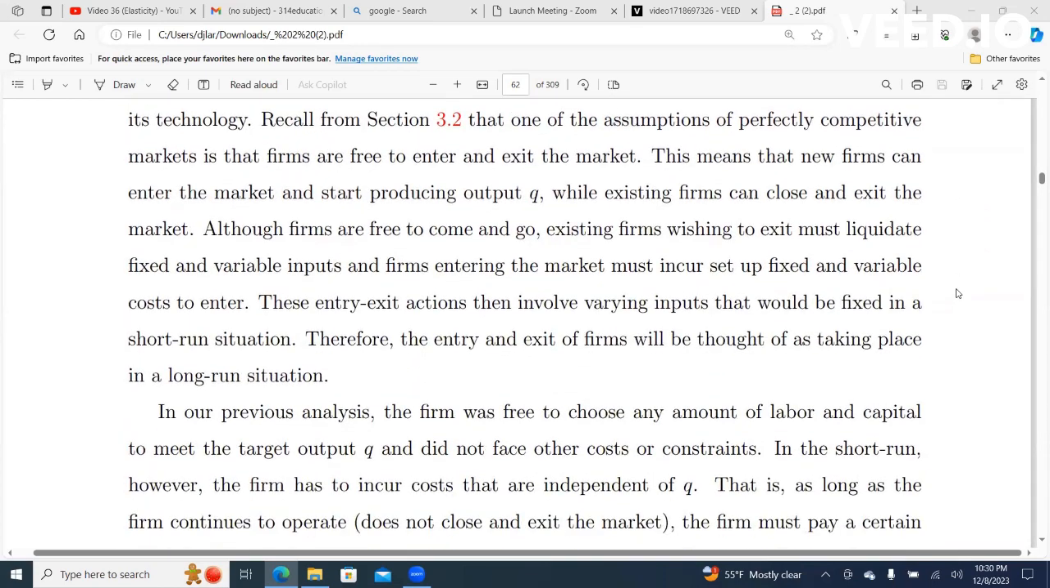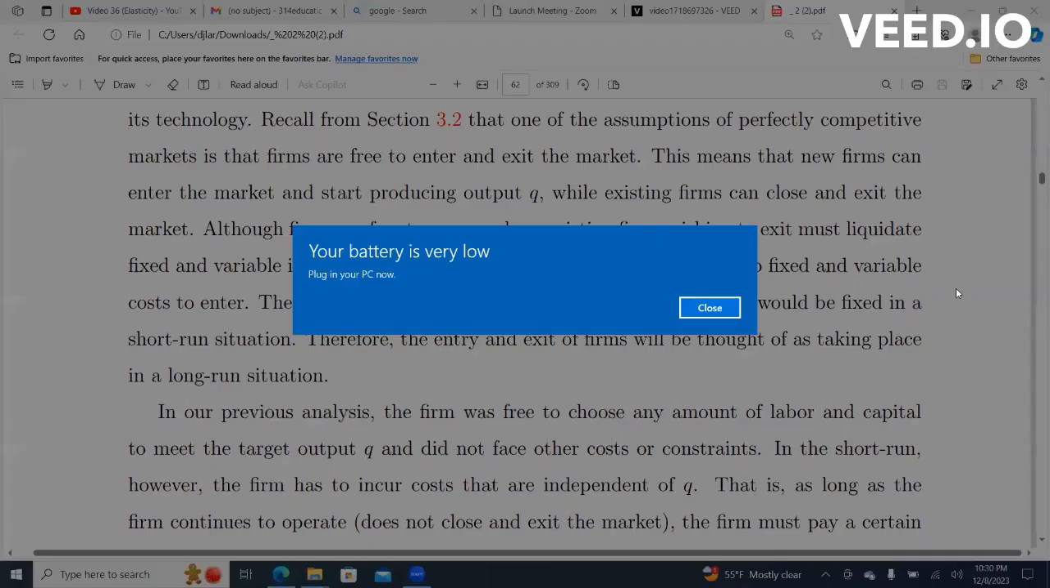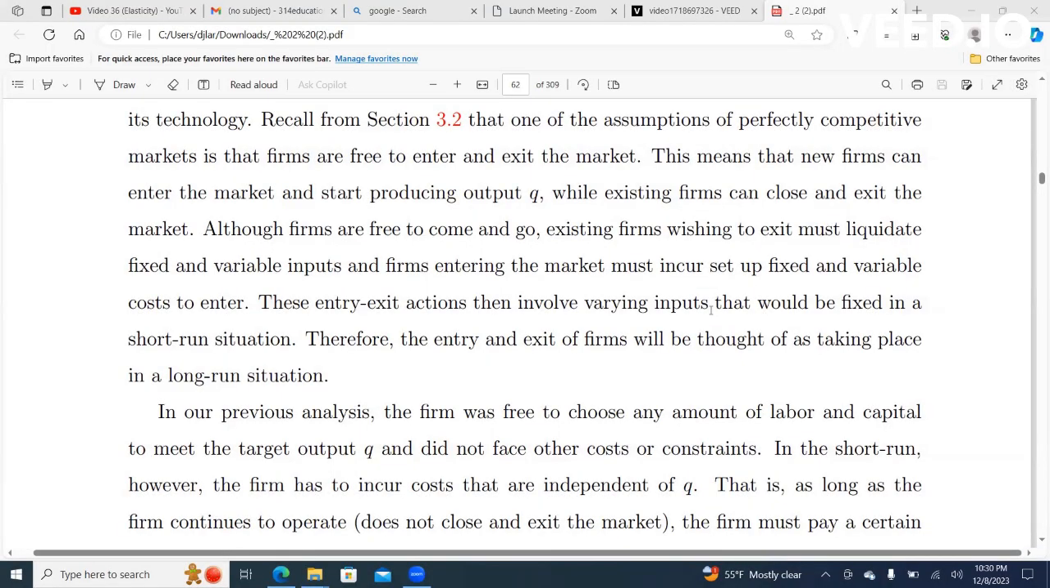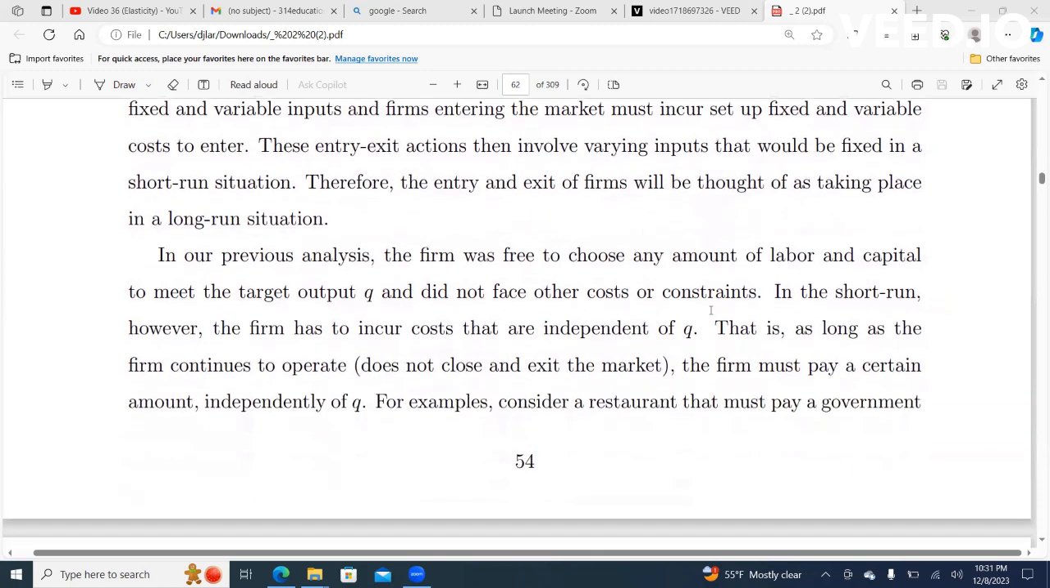Recall from section 3.2 that one of the assumptions of perfectly competitive markets is that firms are free to enter and exit the market. This means that new firms can enter the market and start producing output Q, while existing firms can close and exit the market. Although firms are free to come and go, existing firms wishing to exit must liquidate fixed and variable inputs, and firms entering the market must incur set up fixed and variable costs to enter. These entry-exit actions then involve varying inputs that would be fixed in a short-run situation. Therefore, the entry and exit of firms will be thought of as taking place in a long-run situation.